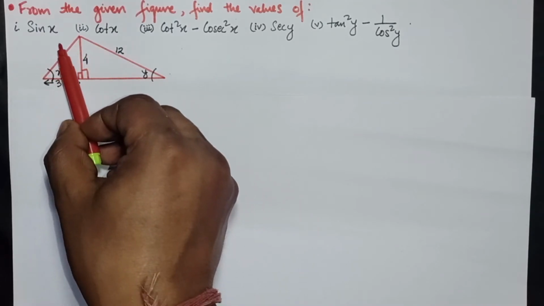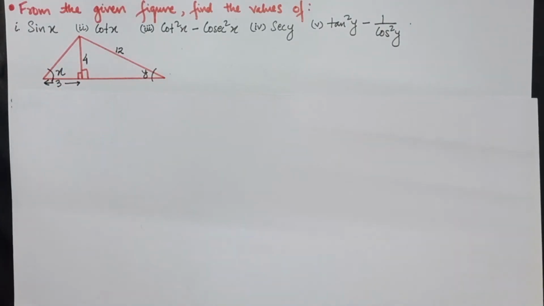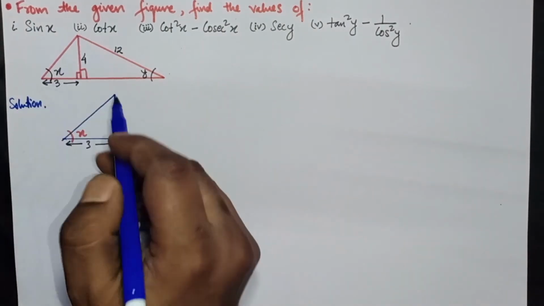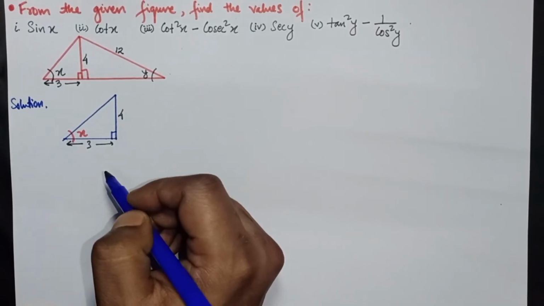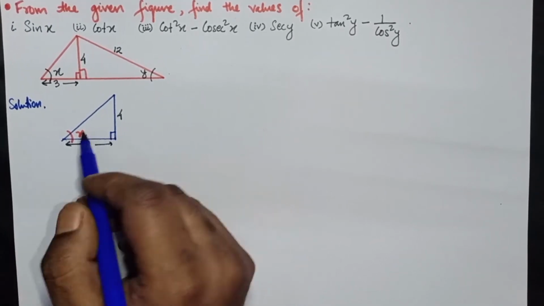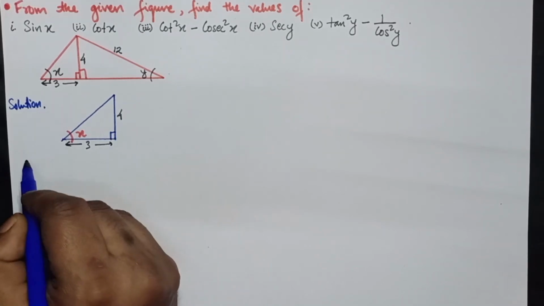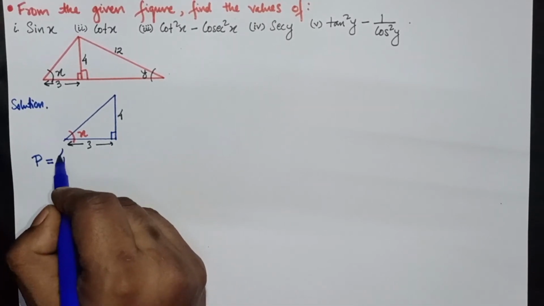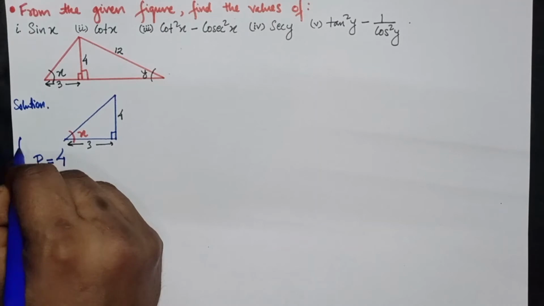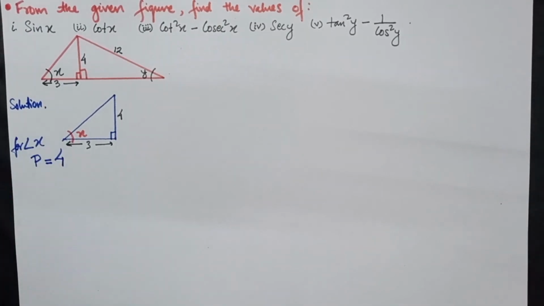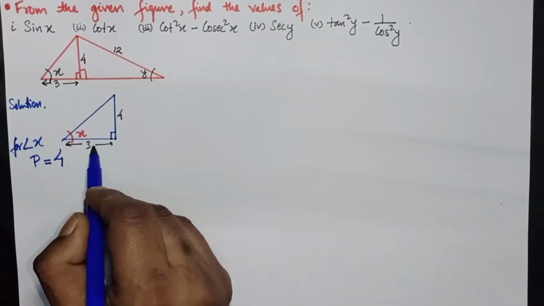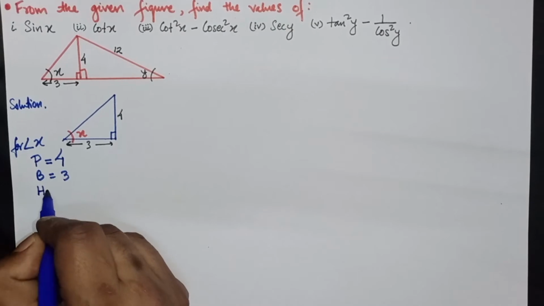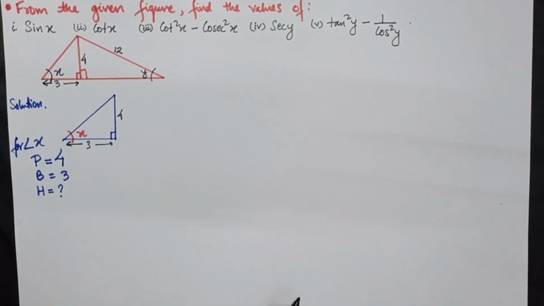In this triangle we have to find the value of hypotenuse. So we'll start with the solution. They have given us a triangle, so we are taking this triangle, here is your 90 degree. As already I have told you, opposite of the angle is always your perpendicular. So for angle x, perpendicular P is equal to 4. This will be my base. Base is 3. What we don't have is h, h is my question mark. Hope you are clear with this.